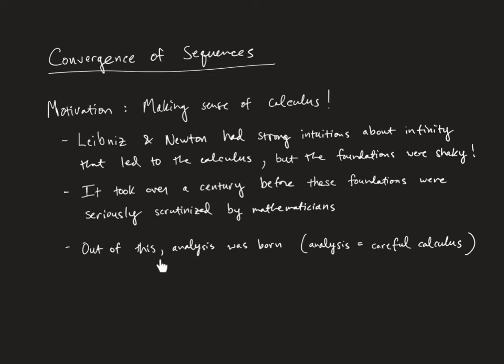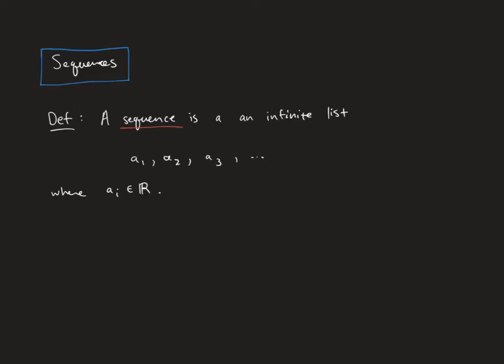And out of this, the subject of analysis was born. Essentially, Cauchy was the one who really gave the first rigorous definitions of many things like limit and continuity. And so analysis really is just being careful about calculus. So analysis is just careful calculus, okay, calculus but with the foundations in place. So what we're going to do is look at the notion of a limit in the simplest scenario in which you encounter it in calculus, which is in the concept of a sequence.